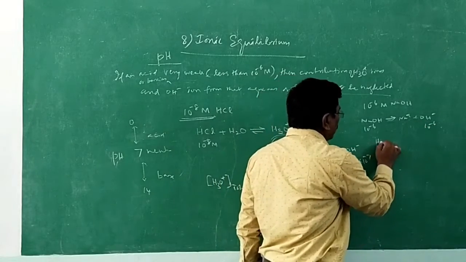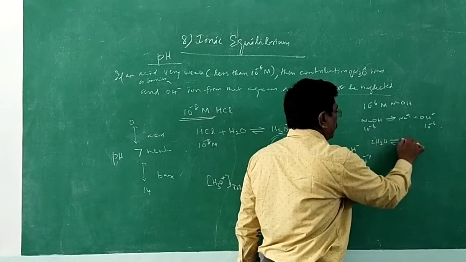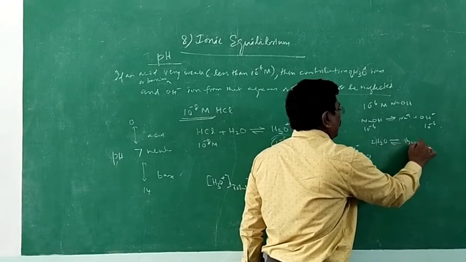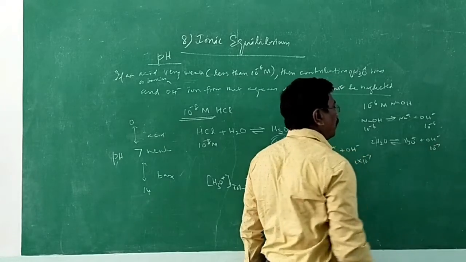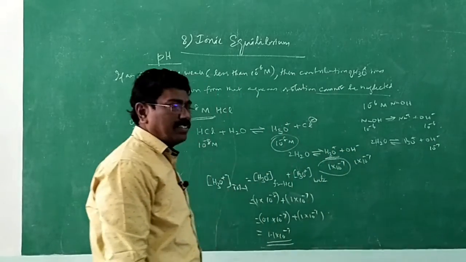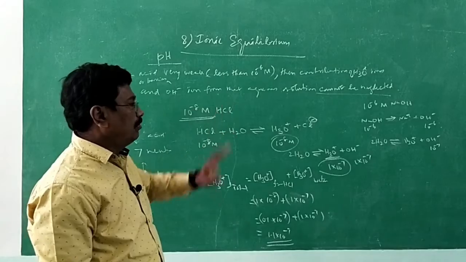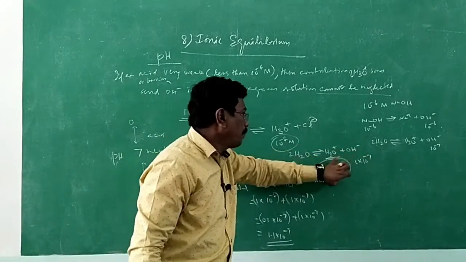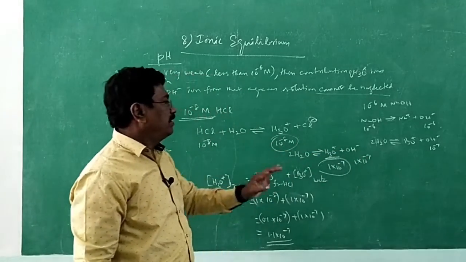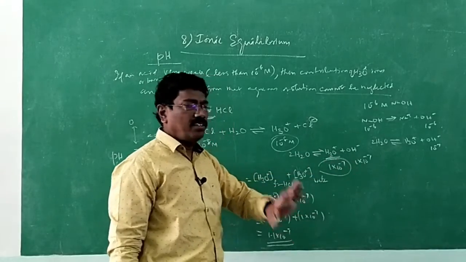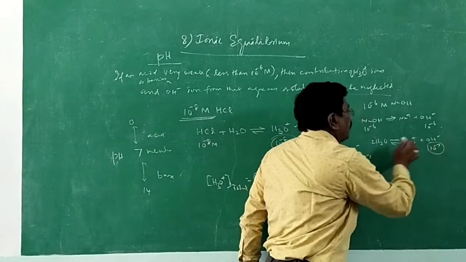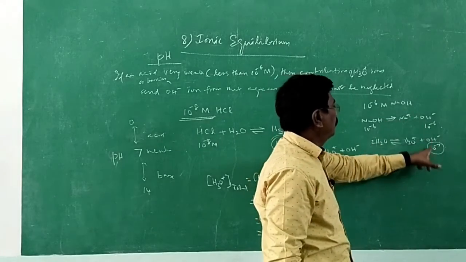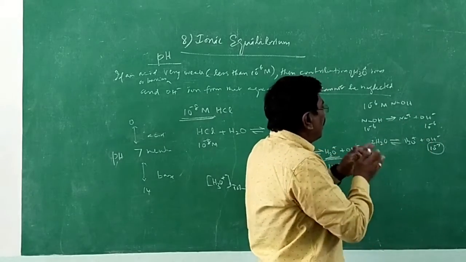Water also furnishes hydroxide ion, H3O plus ion and hydroxide ion. It will give 10 power minus 7 mole per decimeter cube always at 25 degrees Celsius. That we know. This value we know. At 25 degrees Celsius, this much hydrogen ion, this much hydroxide ion we will be getting. That value you know. So this much of hydroxide ions we are getting from water. If we add both, that will be the real hydroxide ion concentration.